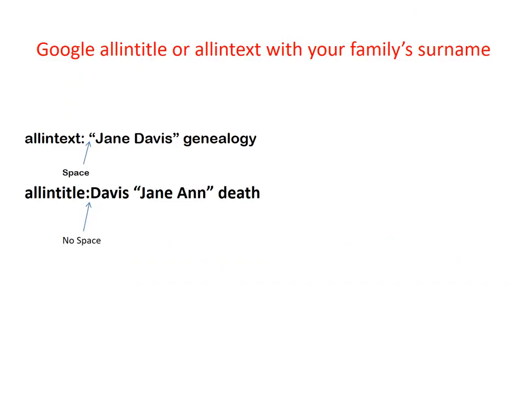All in title or all in text can find your surname in a title or text, respectively. When using all in text or all in title, remember that symbols such as colons, quotation marks, or asterisks don't like to touch each other. So do put a space after a colon if putting a name in quotation marks right beside it. Put quotation marks around first and middle name if you want to find just those names together.